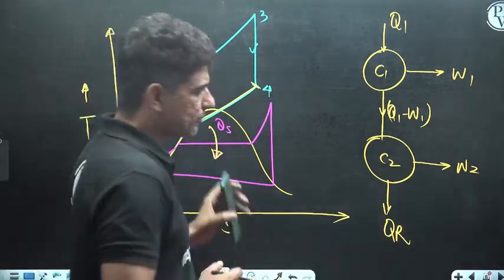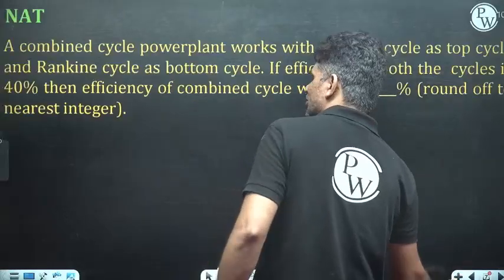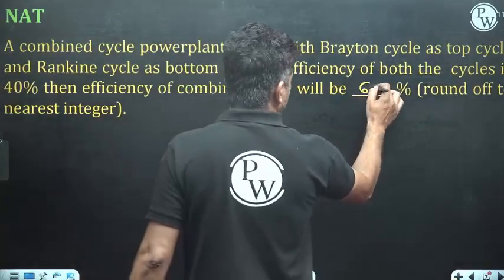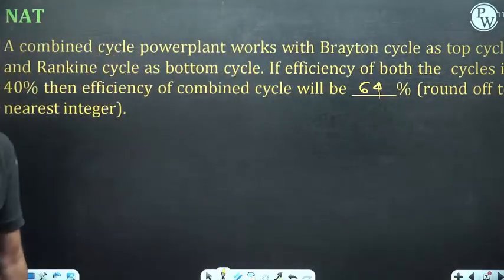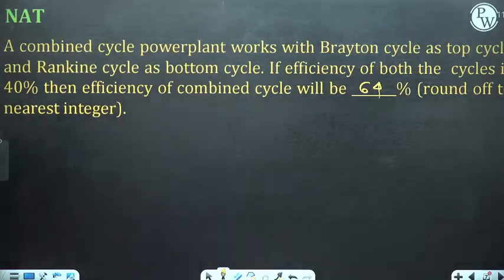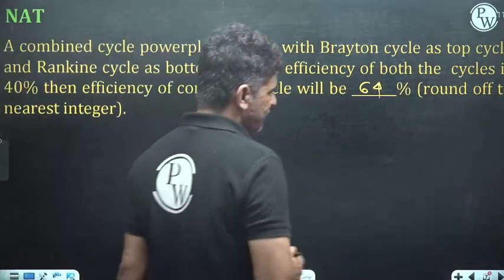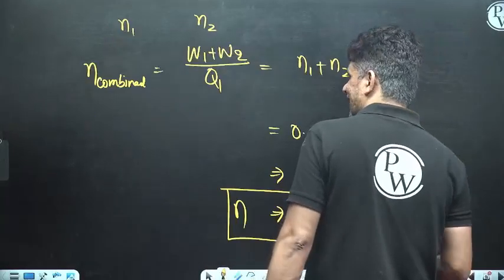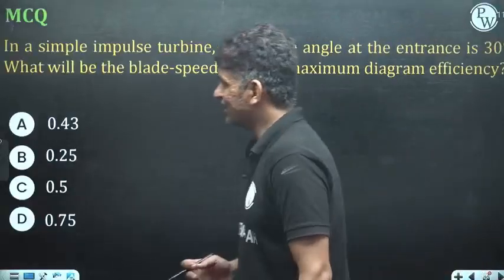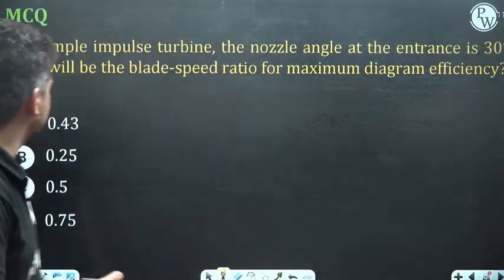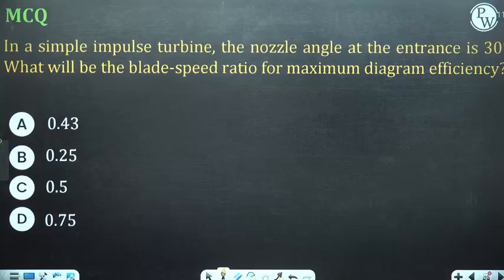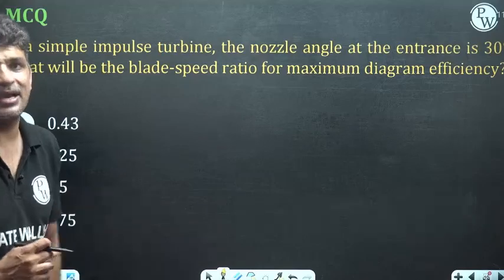Understood? Okay. So the answer to this question will be, the efficiency will be 64%. Is it clear? Okay, understood everyone? Okay, now let's go to the next question. Next question was again a very easy question. It says, in a simple impulse turbine, the nozzle angle at entrance is 30 degree. What will be the blade speed ratio for maximum diagram efficiency?